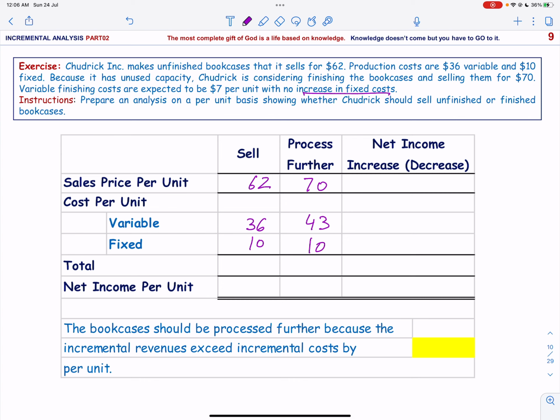So the total cost if we sell unfinished is 46, and this will make a net income of 16. And if we process further, the total cost will be 53 and the net income per unit will be 17.